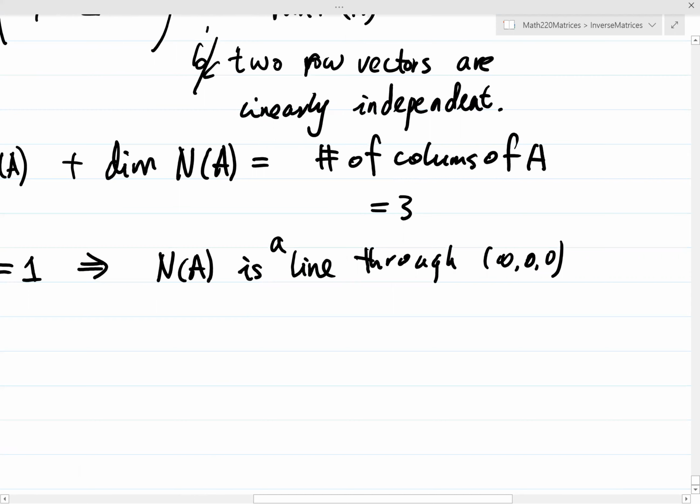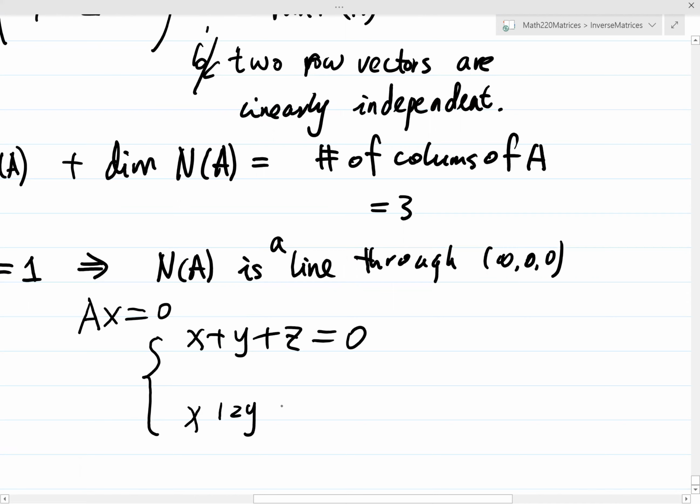The null space is a line. For the null space, we need AX to be 0, so we get X plus Y plus Z equals 0. This is a plane. Then X plus 2Y minus Z equals 0 is another plane. The two planes are different and not parallel, so they intersect. Two planes in R3 naturally intersect if they are not parallel, and the intersection is a line. You check that 0, 0, 0 is a solution, so this intersection is a line through the origin O.